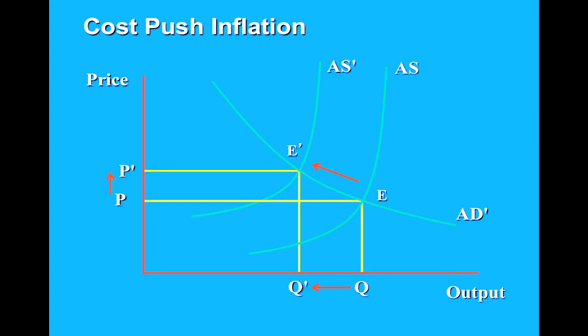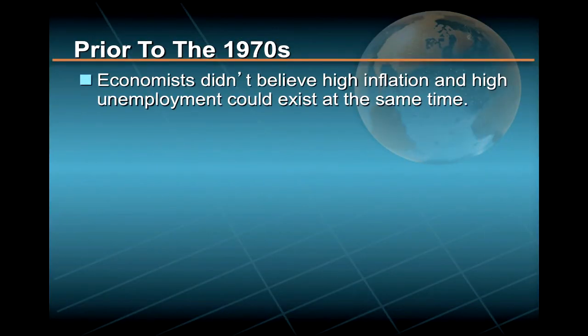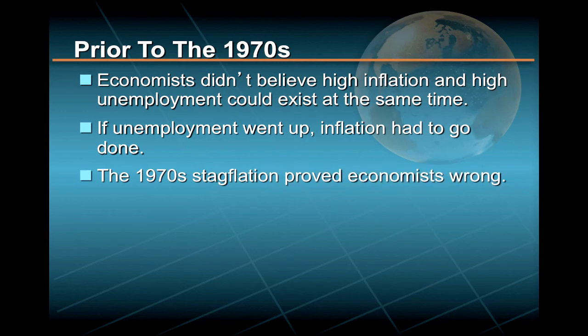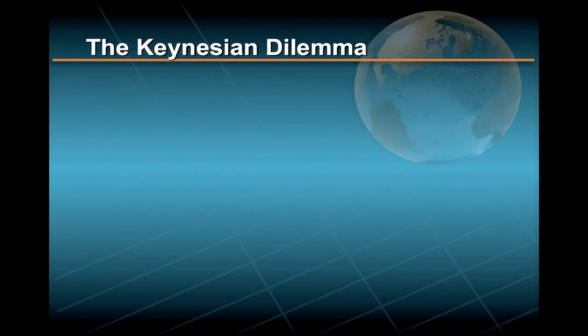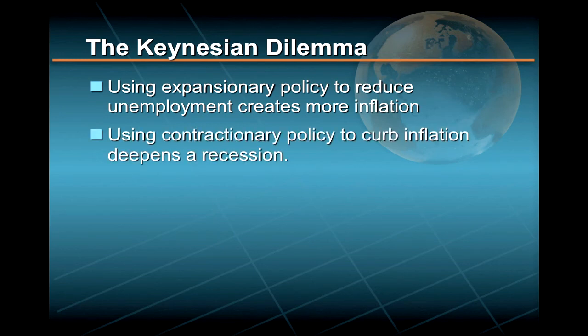This leads to stagflation, the double whammy of both lower output and higher prices. Prior to the 1970s, economists didn't believe you could even have both high inflation and high unemployment at the same time. If one went up, the other had to go down. But the 1970s proved economists wrong on this point, and likewise exposed Keynesian economics as being incapable of solving the new stagflation problem. The Keynesian dilemma was simply this: using expansionary policies to reduce unemployment simply created more inflation, while using contractionary policies to curb inflation only deepened the recession.